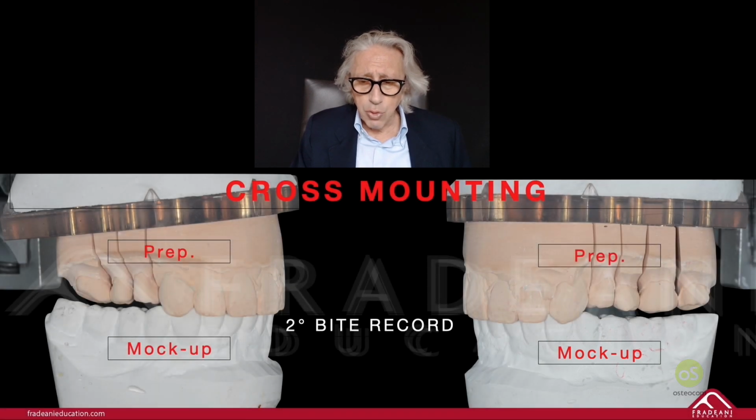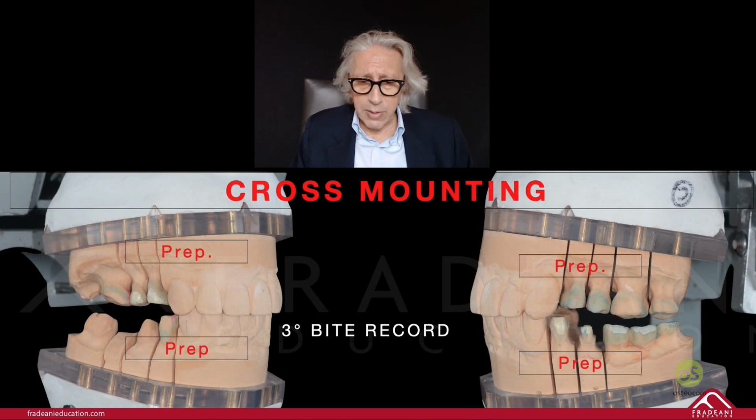But sometimes, to remove the mock-up, you can break it. So at least 1 remains absolutely normal, not broken, but the second one can be broken. So if you have these 2 bite records, it is already enough. So that's the second bite record. And this one is the third bite record between preparation upper, preparation the lower.